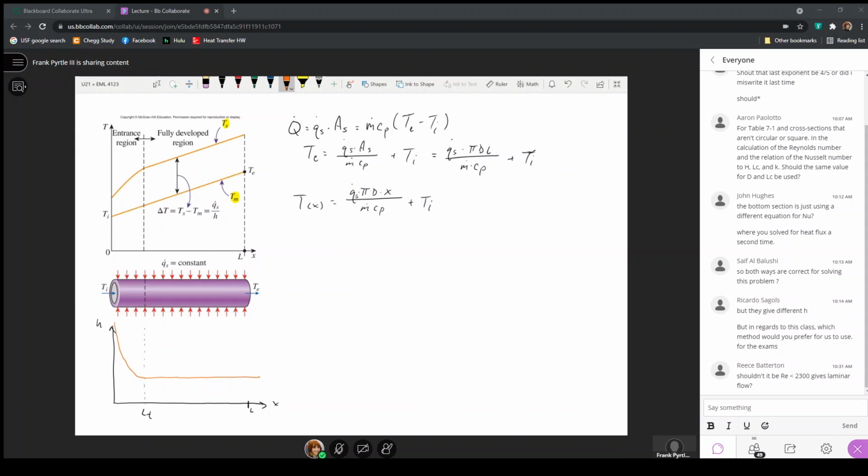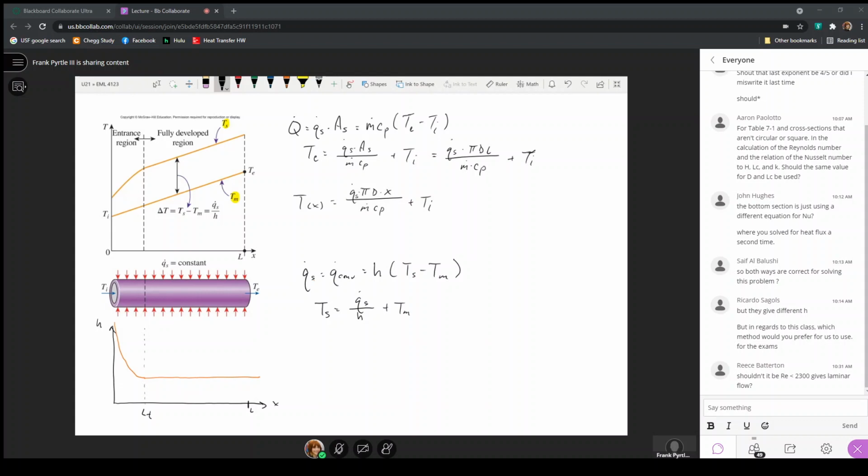Now, we said that the heat flux on the surface is the heat flux by convection, which would be H times Ts minus Tm, where Tm is the mean temperature of the fluid. Now, here in this problem, the heat flux is a constant. So if I rearrange this expression to solve for the surface temperature, it says that the surface temperature would be that applied heat flux divided by the heat transfer coefficient plus the mean temperature of the fluid.